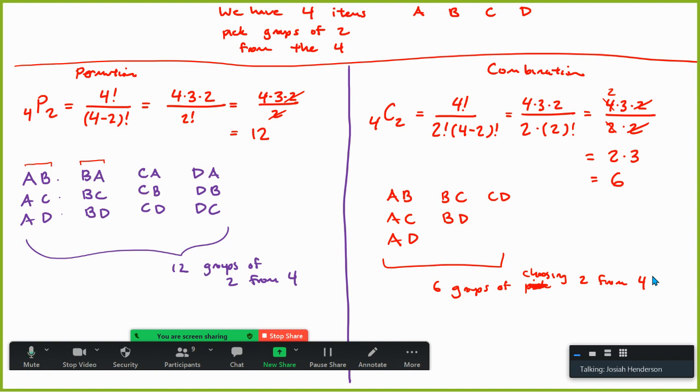So combinations will always be smaller than a permutation. We did it one way, permutation, we got 12. We did the same problem with a combination, we got 6, because we're essentially canceling out all the repeats that we have on our purple list.